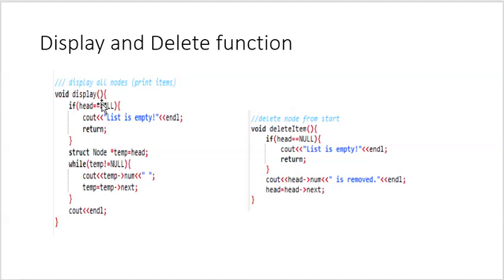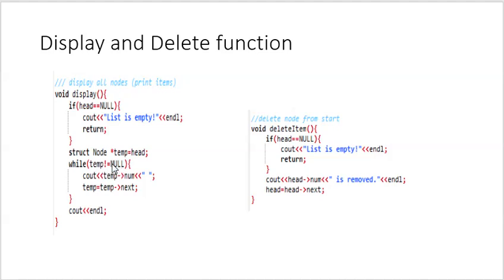So in the function for display, if head is equal to null, it will print that the list is empty, that there are no nodes in it. Then we have created a temp. As we are creating a node with a structure, struct node *temp is another pointer which will display all the nodes. For example, if the linked list is empty, it will just display in the output that the list is empty. Then a temp pointer will be pointing to head, and it will display the data of all the nodes until the temp is not equal to null.